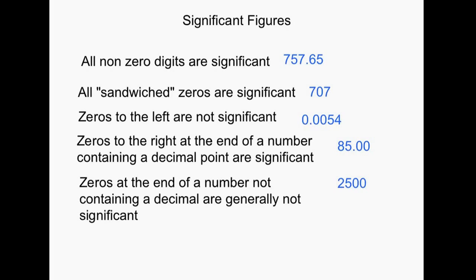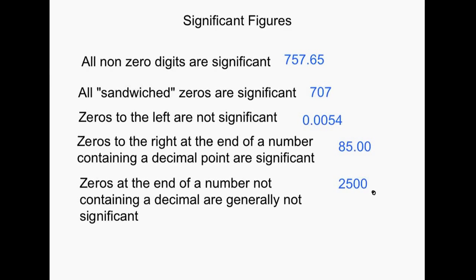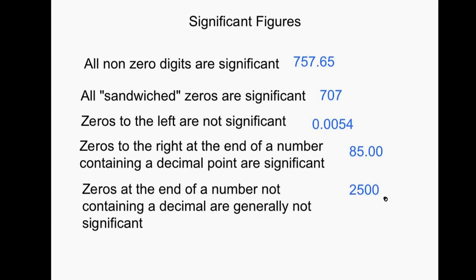In this final example, zeros at the end of the number with no decimal point are considered not significant. So in this example, we count the 2 and 5, but we do not count the 0, 0. Now, somebody could change this to make it significant if they put a decimal point at the end of this number, and in that case, it would change it to 4 sig figs.